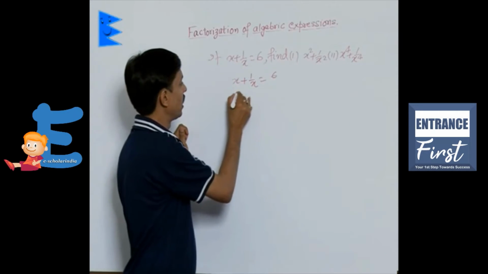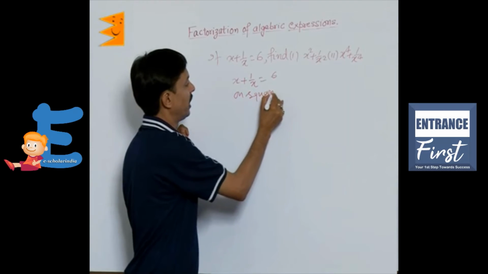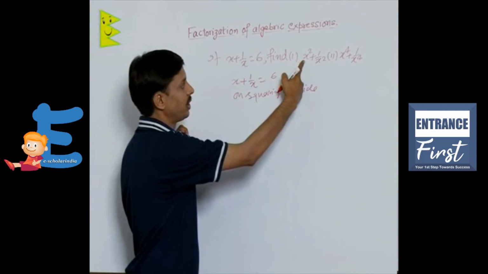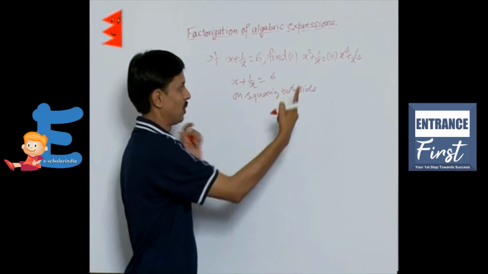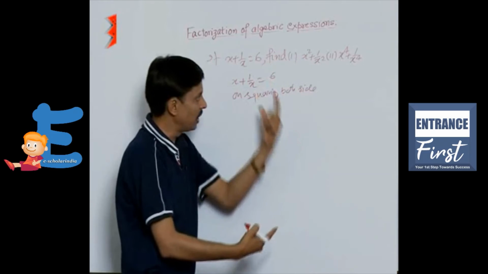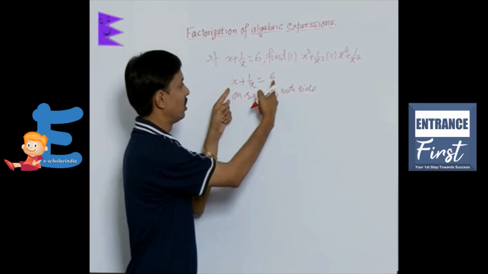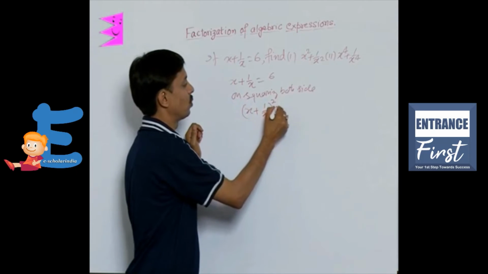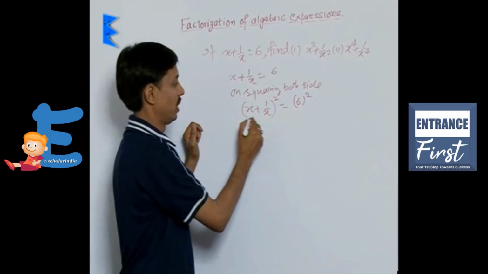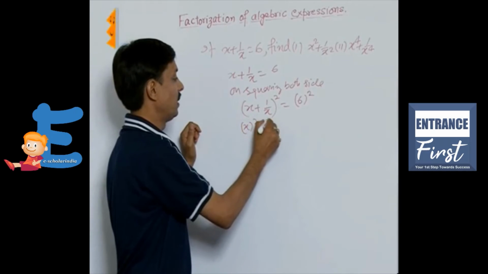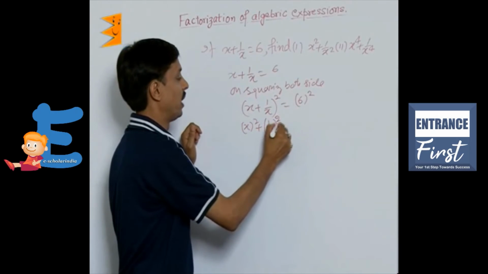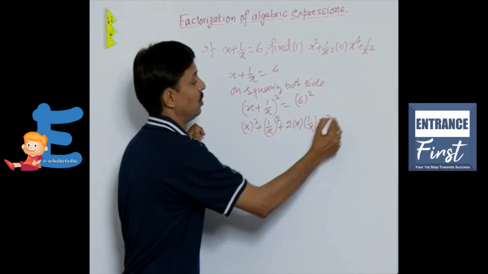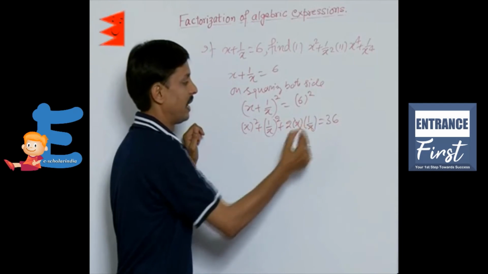So I write here, on squaring both sides. Why have I written this? Because I need to calculate the value of x square plus 1 upon x square, and that can be obtained only by squaring this relation. So this becomes x plus 1 upon x whole square is equal to 6 square. This becomes x square plus 1 upon x square plus 2 into x into 1 upon x is equal to 36. X and x get cancelled.